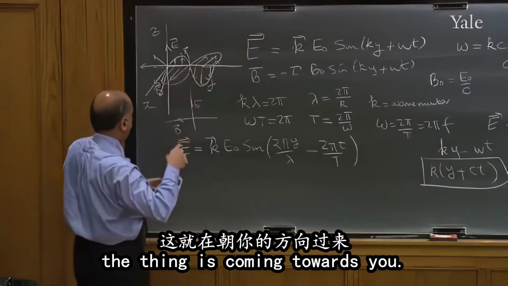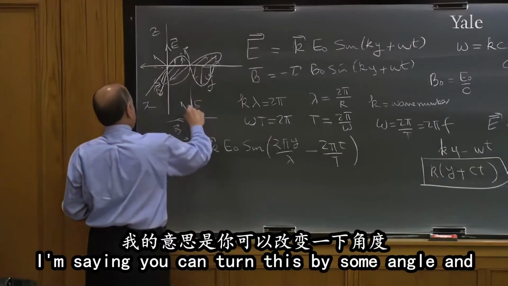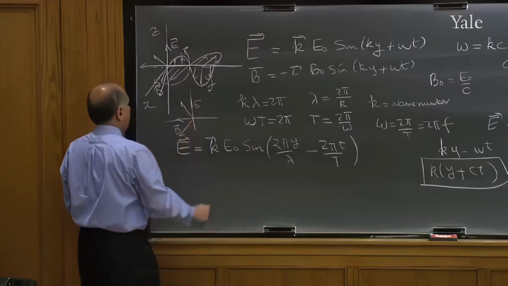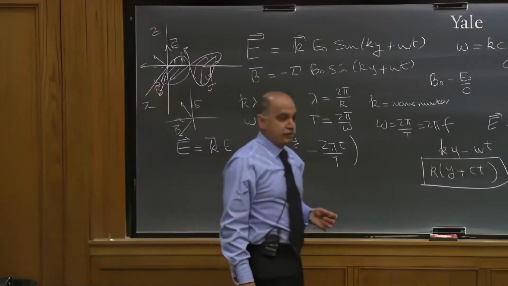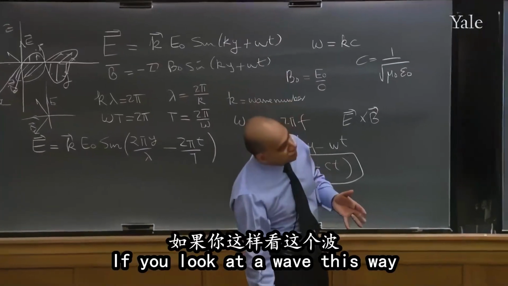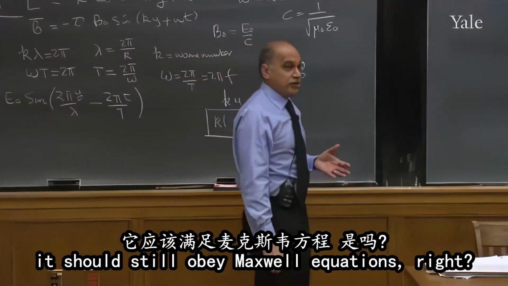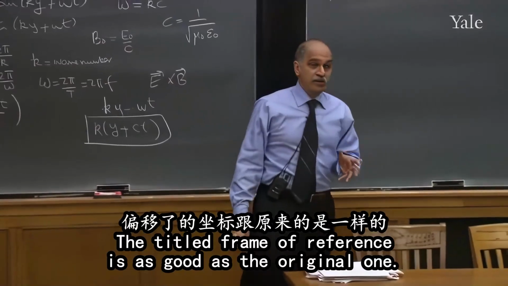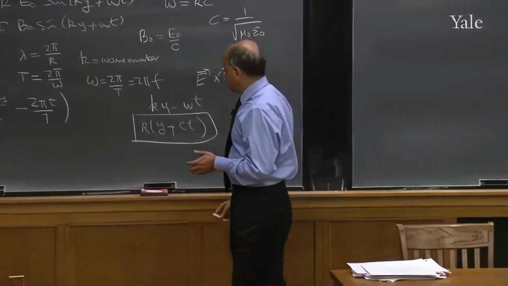If the thing is coming towards you, I'm saying you can turn this by some angle and turn that by the same angle. That'll also form a good solution. It must. I mean, what's wrong? If you look at a wave this way, it should still obey Maxwell equations, right? The tilted frame of reference is as good as the original one.